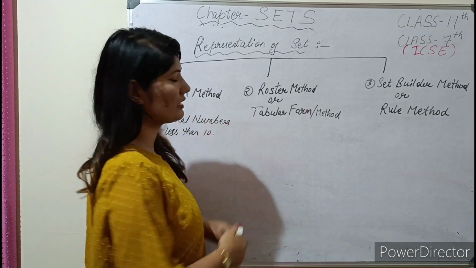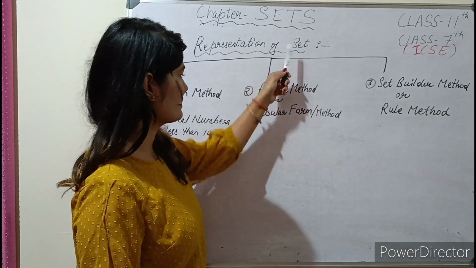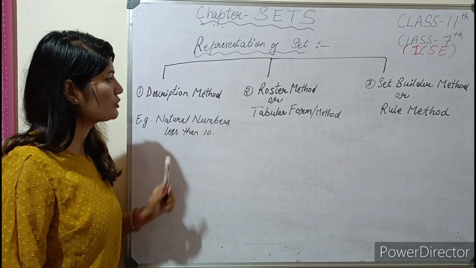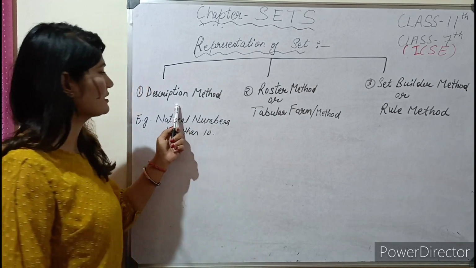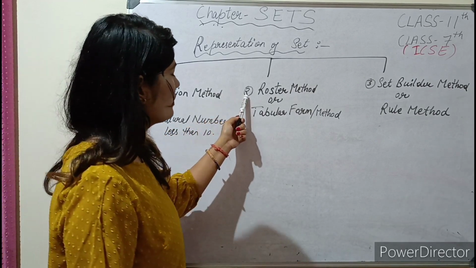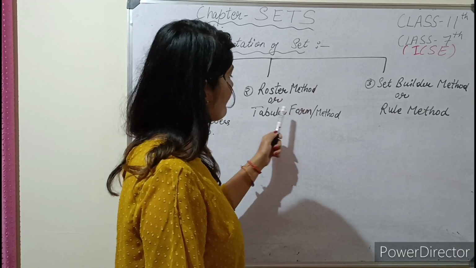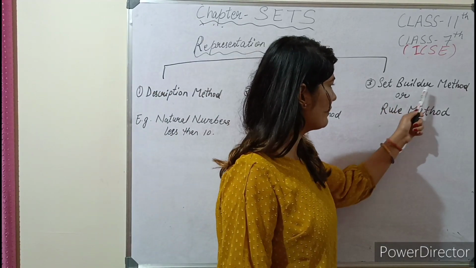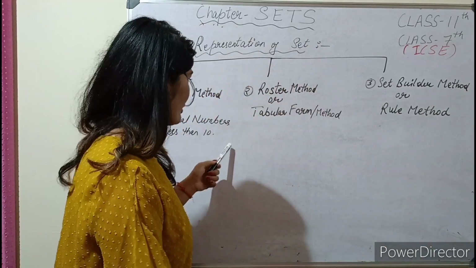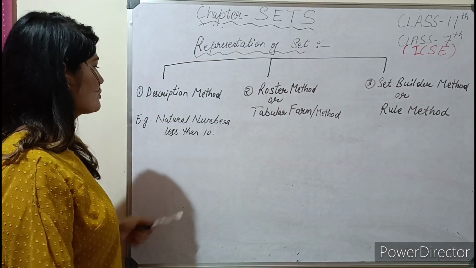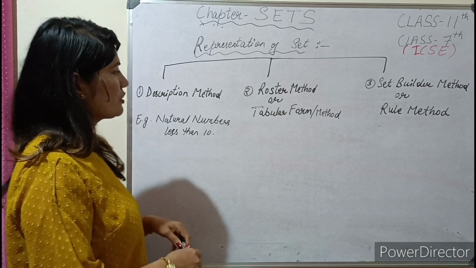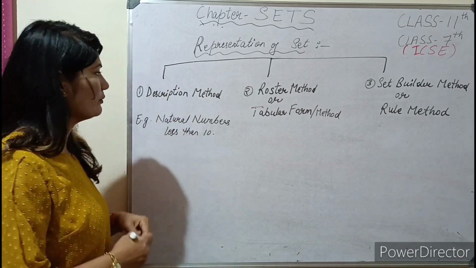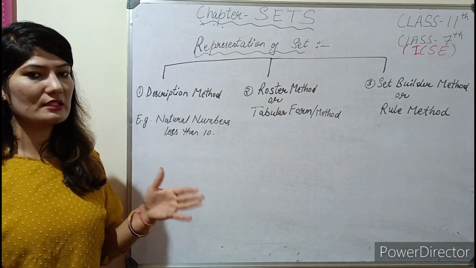Now the last topic is representation of set. So there are 3 ways to represent a set. The first one is the description method. The second one is the roster method or tabular form or tabular method. And the third one is the set builder method or rule method. So here I will start from the description method. Description method means you will describe the properties of the elements in the set.